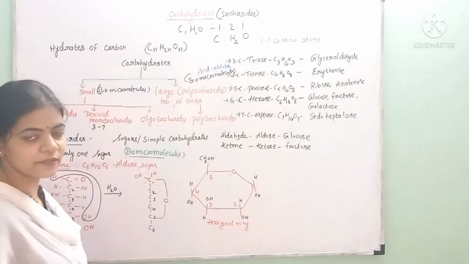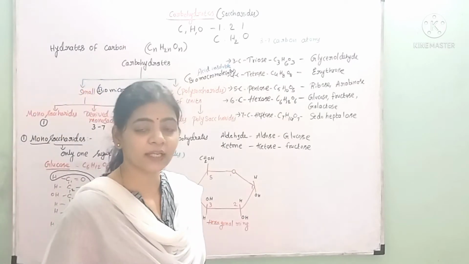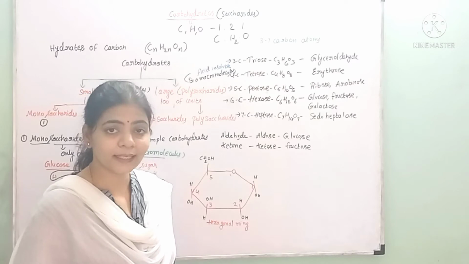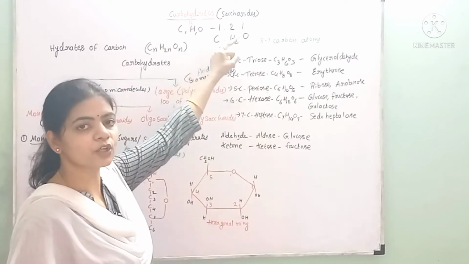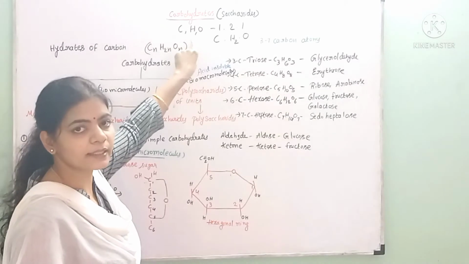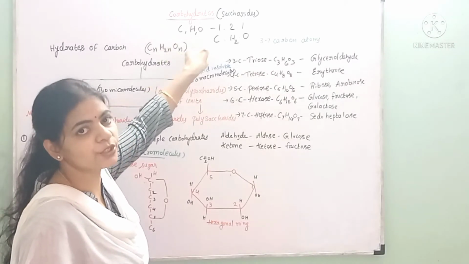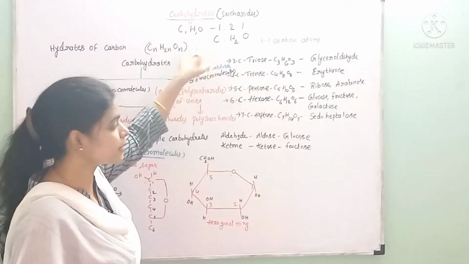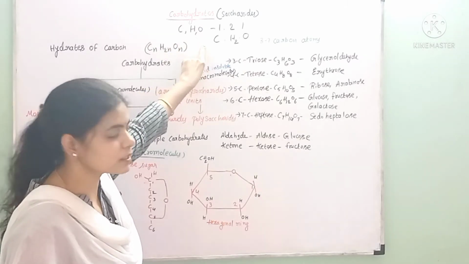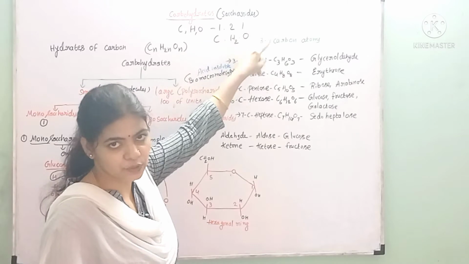Carbohydrates are generally called saccharides because the main component in them is sugar. Hence, carbohydrates are commonly called saccharides. What components are present in them? They consist of carbon, hydrogen and oxygen. Carbohydrates are made up of carbon, hydrogen and oxygen, present in the ratio of 1:2:1.